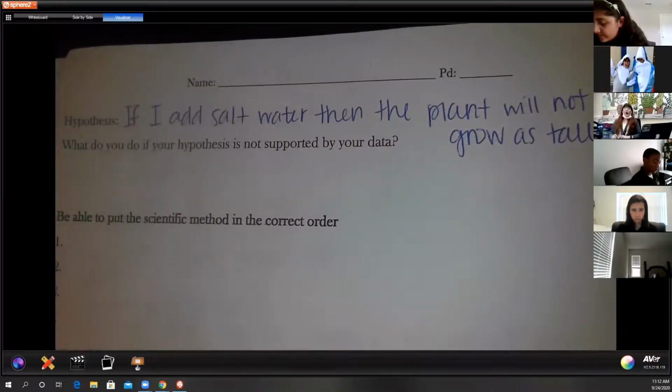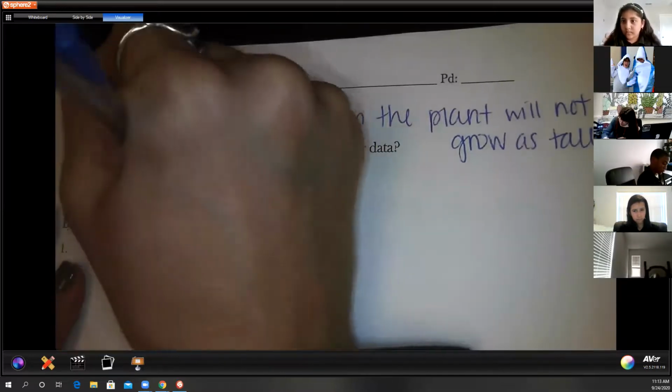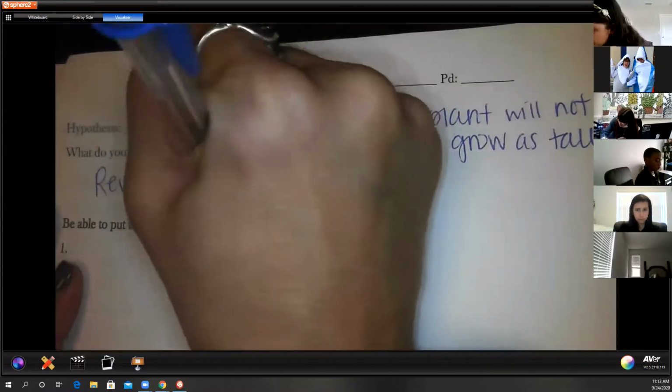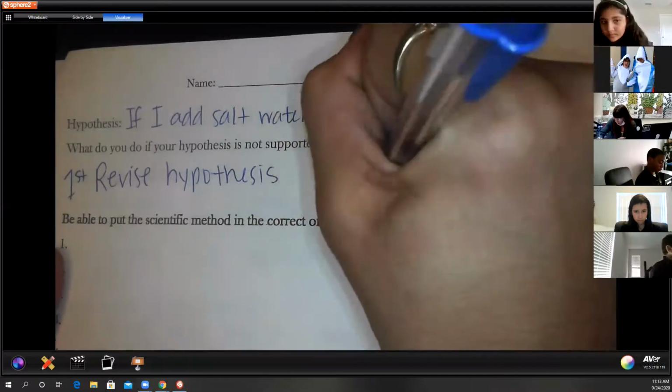What do we do if our hypothesis is not supported by our data? What do we do? Samantha. And then repeat our experiment. So we revise our hypothesis, and only after we've revised our hypothesis do we repeat it. So we first revise and then second repeat.